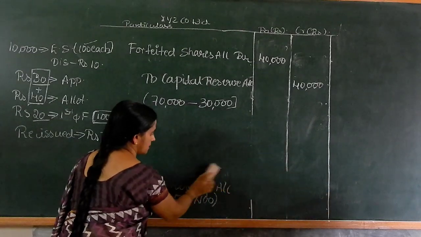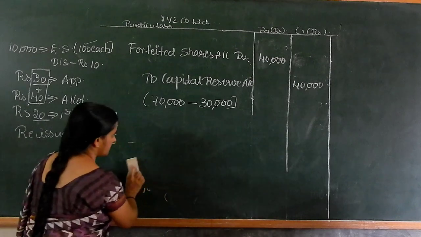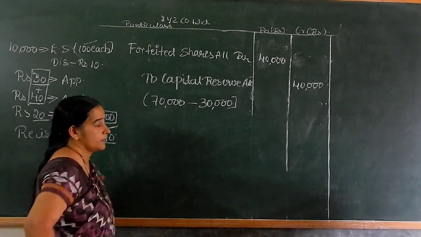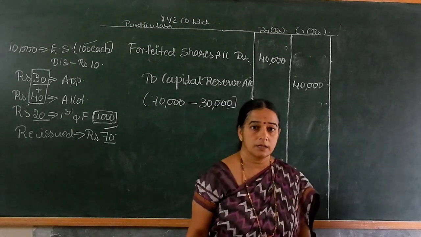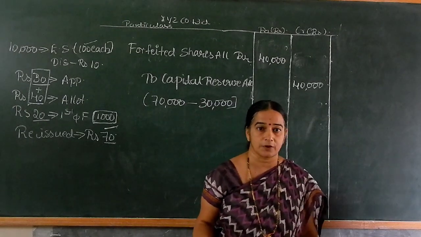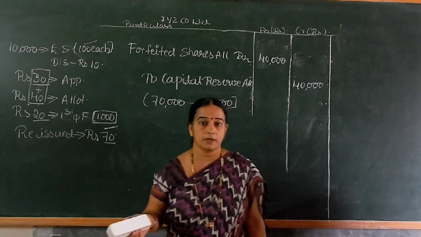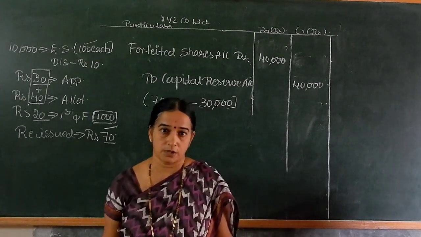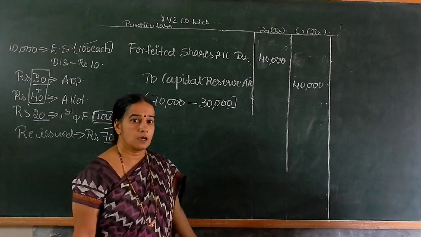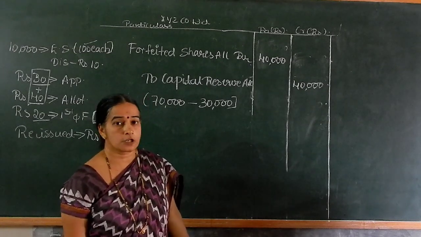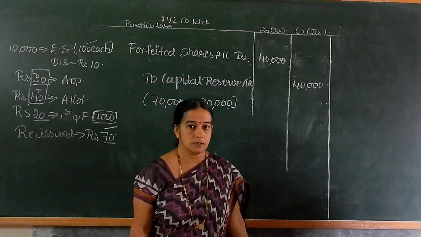So these are the entries to be passed when the shares are issued at discount, when the discounted shares are forfeited, and when they are reissued. This type of question can also be asked under section D for 12 marks.